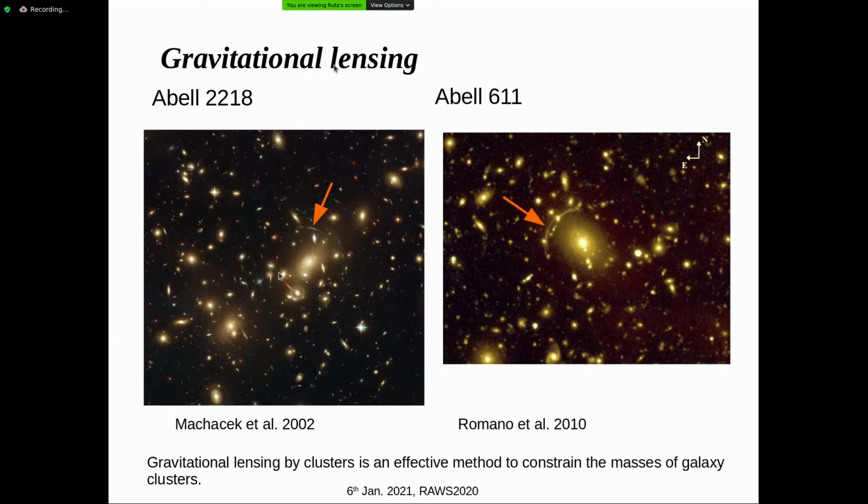So these are two clusters, and in the optical images you can see there is a very common presence of these arcs, which is due to the distortion introduced by the gravitational lensing.